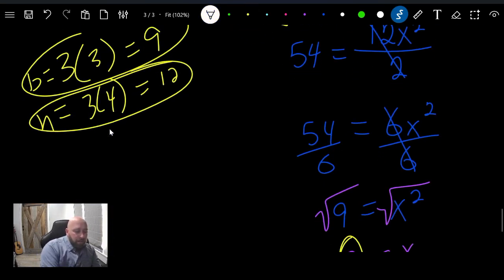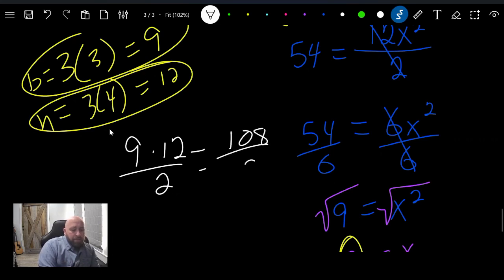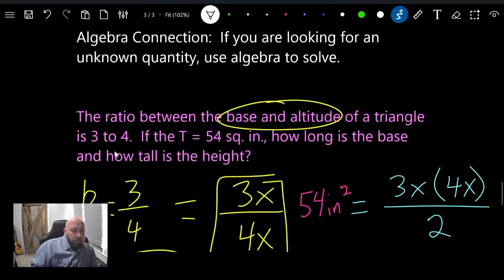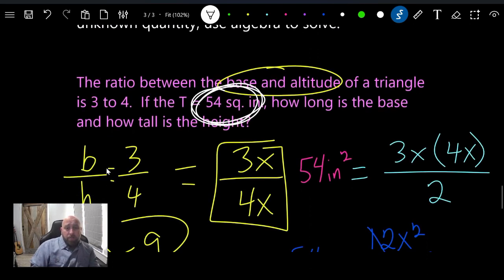Now you could check it, and so you could say 9 times 12 divided by 2. So 9 times 12 is going to be 108. Divided by 2 is going to be 54. So back to where we were, 54 is our correct answer. So sometimes it's going to ask you for a missing side, a missing piece of information. When it does, go back to algebra. When you go back to your algebra brain, okay, you can figure this stuff out.